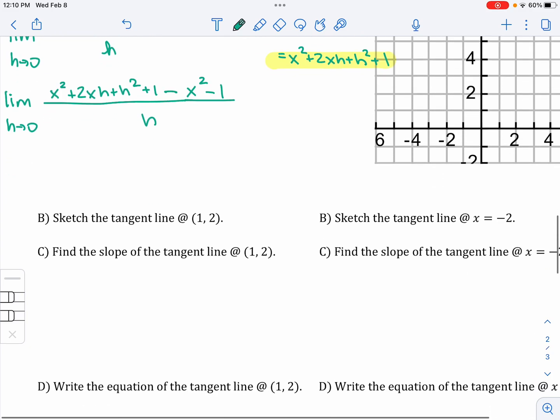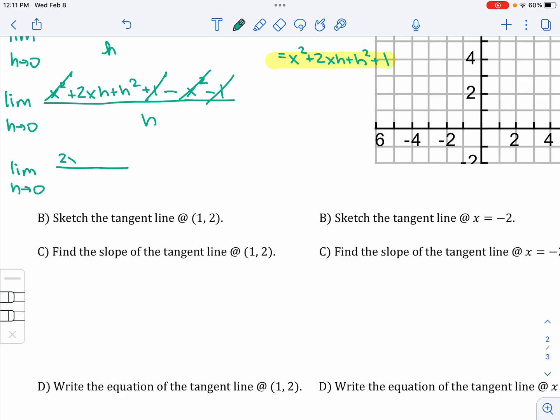And now good things should happen. So the x squareds are going to cancel out. The 1s are going to cancel out. And I've got the limit as h approaches 0 of 2xh plus h squared over h. And again, the nice thing here is that this h is going to cancel out a bunch of stuff. So now, if the h cancels out an h from here, I'm left with 2x. And the h is going to cancel out one of these h's from here. So h squared is 2 h's, canceled out with one of those. It's going to be this.